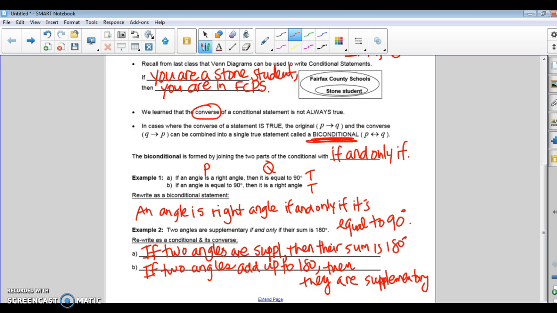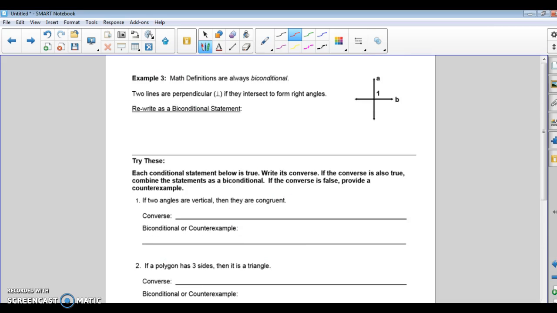Okay, let's move on to the next page. Example 3. Math definitions are always biconditional. Two lines are perpendicular if they intersect to form right angles. Then its converse will be: if two lines intersect to form right angles, then the two lines are perpendicular. Its converse is true, so we can change it into a biconditional statement.